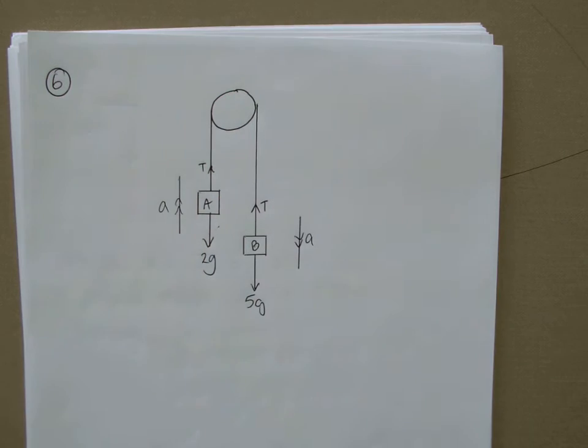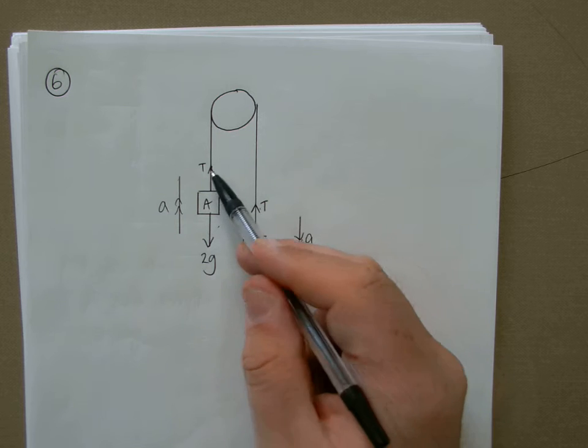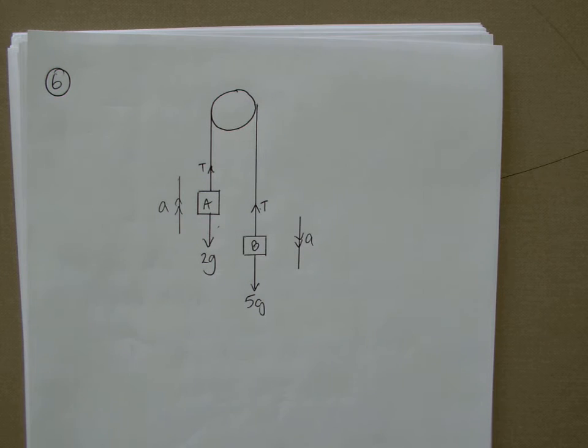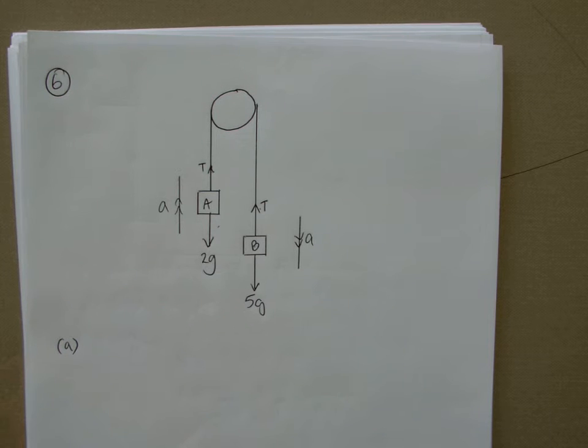Now it's a smooth pulley system here, so that means the tension is going to be the same throughout, as I've mentioned here, I've called them both T. You also say the string's inextensible, and that makes something else true as well, which we'll come to when I answer part B. So in part A, it says find the magnitude of the acceleration of A and the tension in the string.